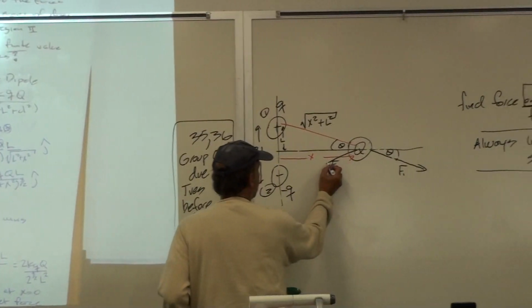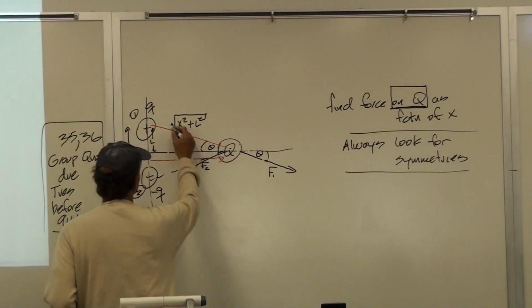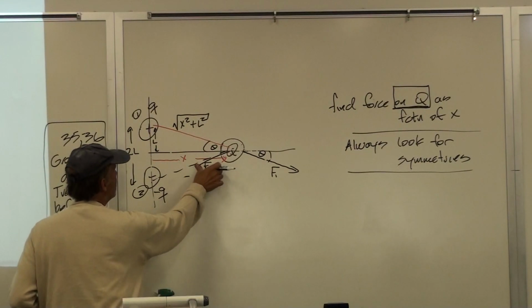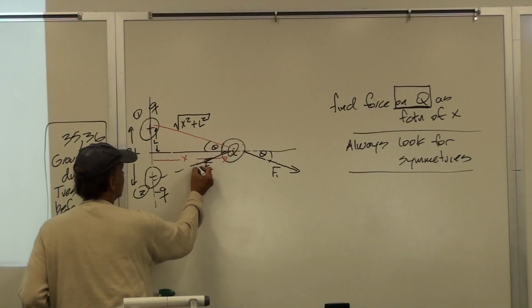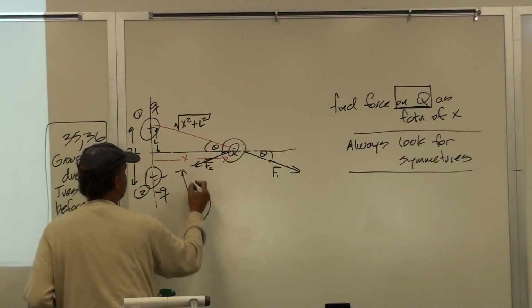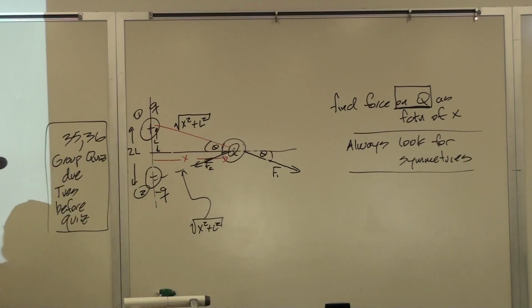And so one symmetry that we have here is that this distance from charge 2 to big Q is the same as the distance from charge 1 to Q. So this distance here is also the square root of x squared plus L squared. So we have the same distances.